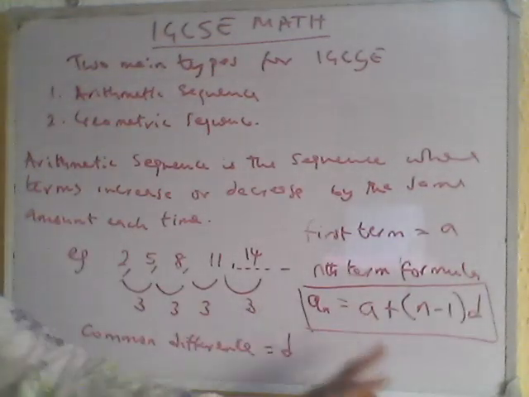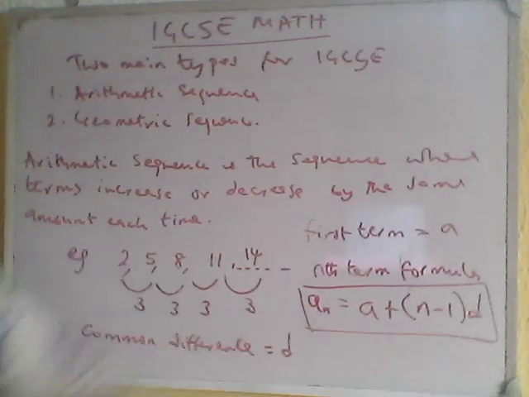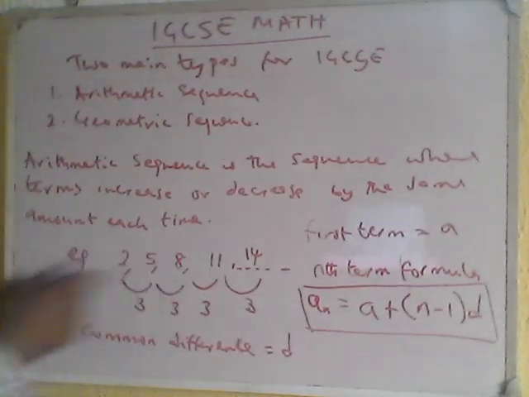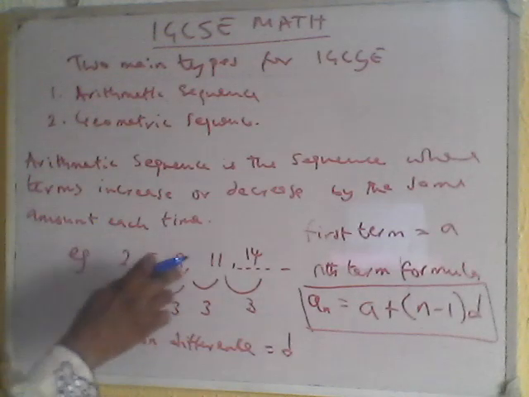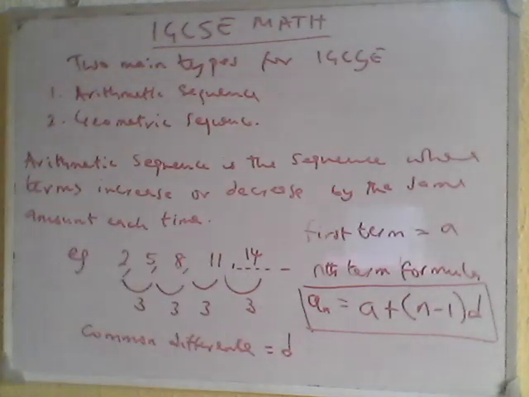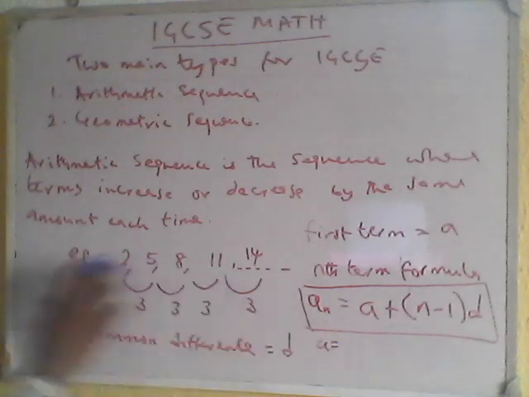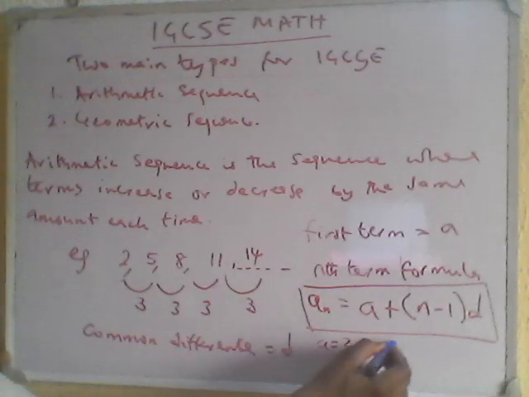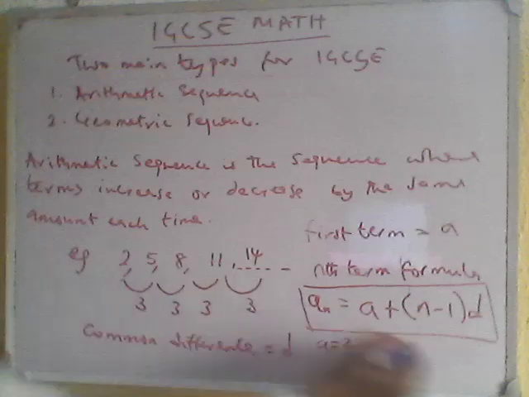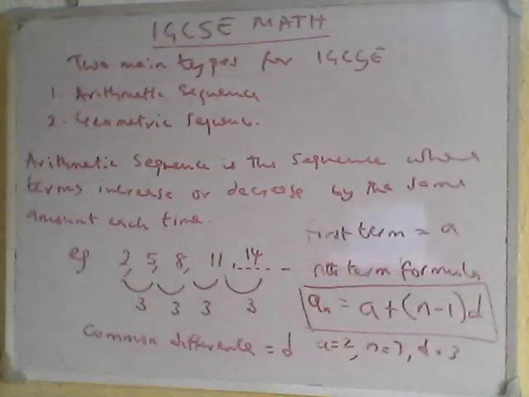Now for this formula, I said that a is the first term, n is the number of terms, and d is the common difference. So now with this sequence that I have here, this is 1, 2, 3, 4, 5, yes? Who can tell me the seventh term? To get the seventh term, a is 2, the first term, n, the nth term, is 7, and d, the common difference, is 3. So if I put these things in this formula, I will get the seventh term.